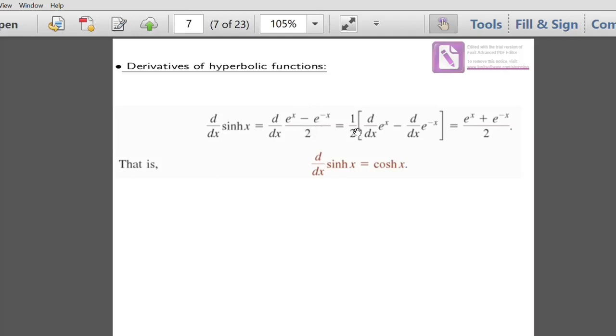So 1 over 2 is just a constant; we just need to find the derivative of exponential of x minus the derivative of exponential of minus x. The derivative of exponential of x will be exponential of x, and the derivative of exponential of minus x will be exponential of minus x multiplied by minus 1. And here we have minus, so minus with minus will be plus. So we see that the derivative of hyperbolic sine is given by exponential of x plus exponential of minus x divided by 2. This reminds us of the function cosh of x. So we conclude here that the derivative of sinh x is equal to cosh of x.